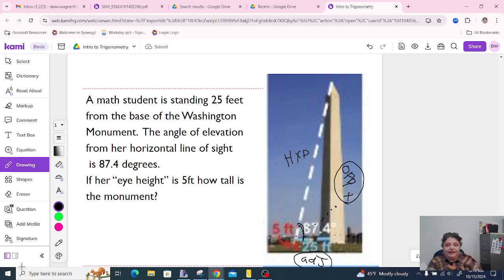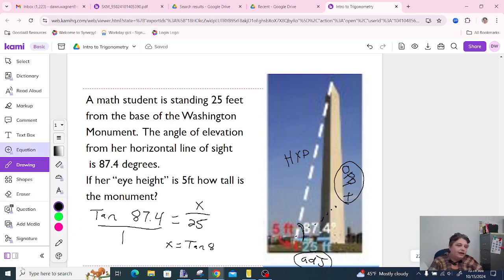So anyway, side note. So what would I be using with opposite and adjacent? Tangent. And so this would be tangent 87.4 has to equal x over 25. I'm going to cross multiply. You would get x equals tangent 80. Oh, I forgot my 25. Ah, hold on a minute.